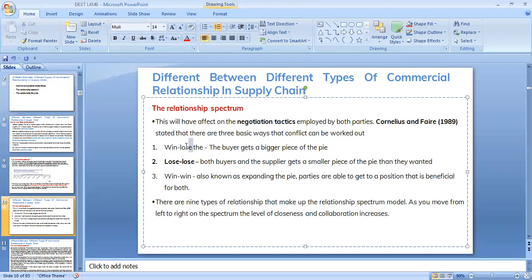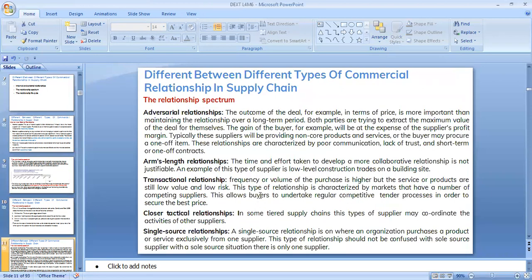Okay. Then number three is the win-win. Wow, we all are smiling. You understand? We got as much as we wanted. Our businesses are doing well and we are good. So now, I haven't said that we have 9 kinds of relationship. And I said from the left, which is starting with the adversarial, it is a win-lose relationship.